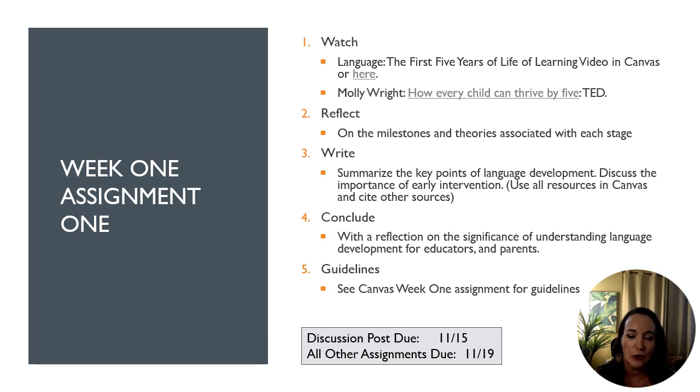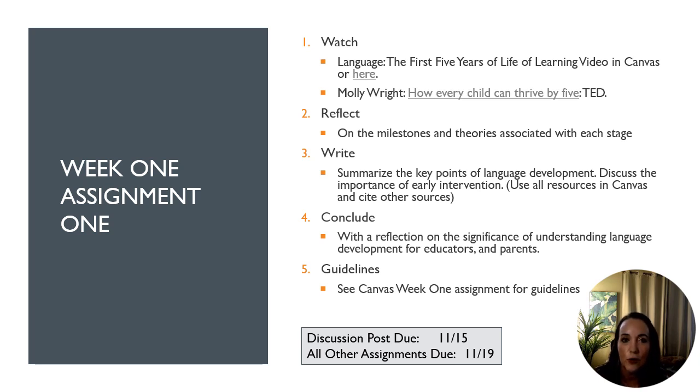Then you're going to watch a TED Talk that is completely adorable about a young girl named Molly Wright. She is hosting the TED Talk and it's amazing. Okay, do not gloss over that. It's powerful and impactful. And so that one is entitled How Every Child Can Thrive by 5. She's so cute. Then you're going to reflect on the milestones and theories associated with each stage that you have learned through all of the information given to you thus far.